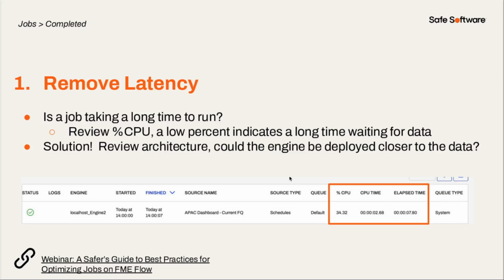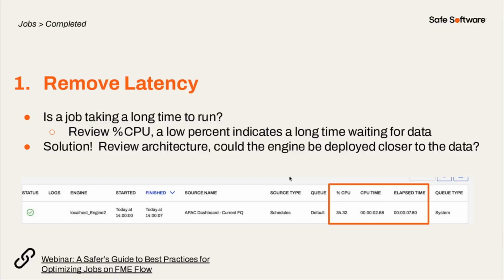So the first thing you could look at is if you could remove latency within your job. So let's say you have a job, it's running for a long time. Something that you might want to do is take a look at the job statistics. So with every job that runs on FME Flow, we do note the statistics of that job. Particularly what you'll want to look at is the CPU time versus the elapsed time. The CPU time is the time that we're spending processing this data. The elapsed time is the time that we're spent waiting for things to occur. So like waiting for that data to arrive.